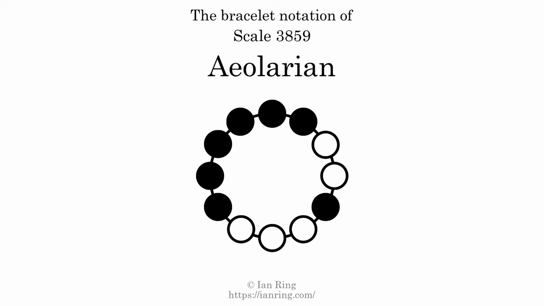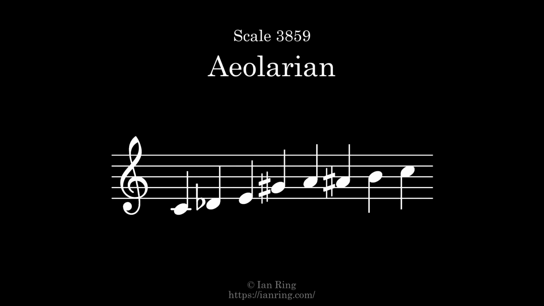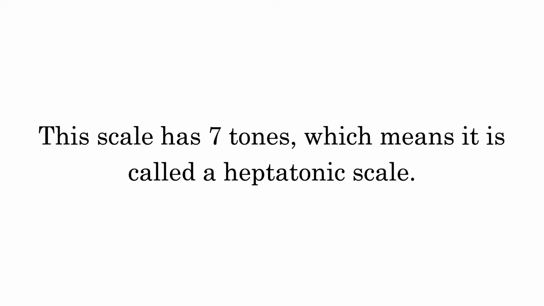3859, Aeolarian, which sounds like this. This scale has 7 tones, which means it is called a heptatonic scale.